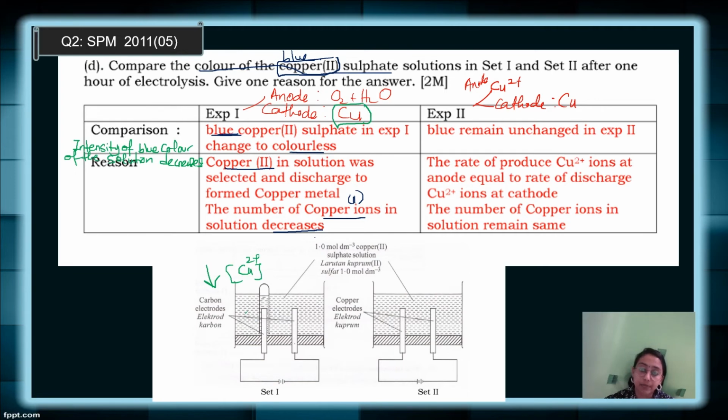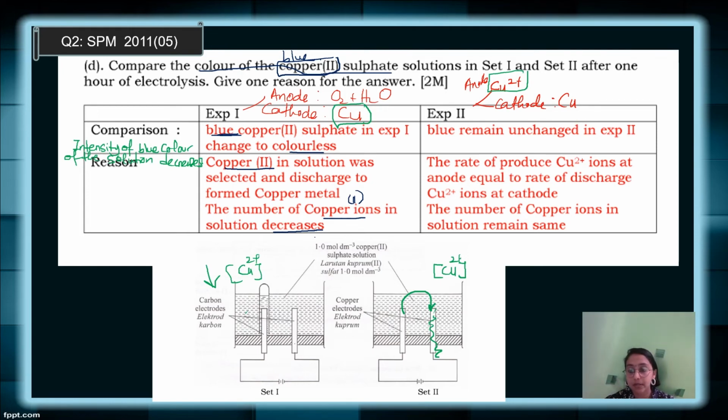Okay, now let's look at experiment 2. When you come to experiment 2, you can see it very clearly, right? The anode forming the copper 2 ions. Remember, the copper 2 ions not coming out from the solutions. And cathode, the copper 2 ions will be discharged. So whatever the anode forms, going to go back to the cathode and deposit. So in this case, nothing will going to happen to the copper 2 ion from the solution. So the concentration remains the same, unchanged.